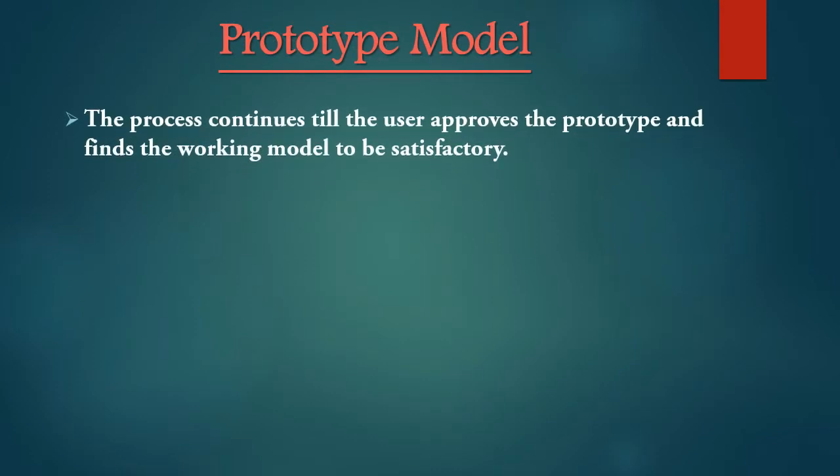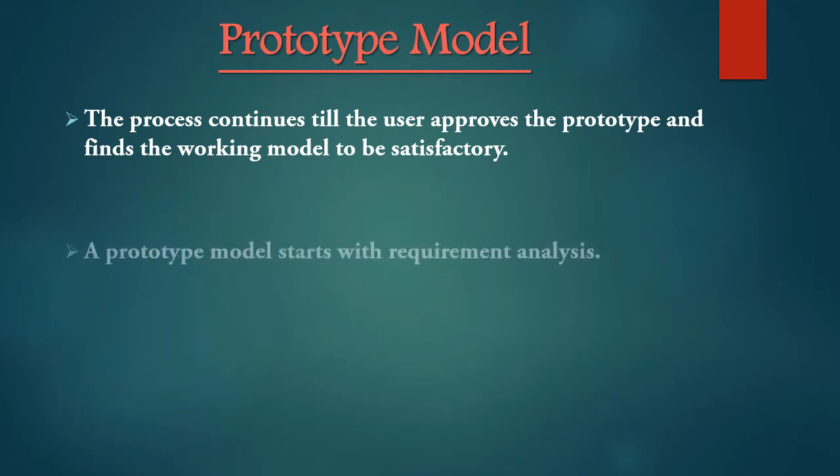The next point is, the process continues. This process continues till the user approves the prototype and finds the working model to be satisfactory. Once the user approved, this process is continuous. That means once the user approved the prototype software, then we go for the development of the final product. That means we are going to develop the actual product according to the final prototype software, which is approved by the customer.